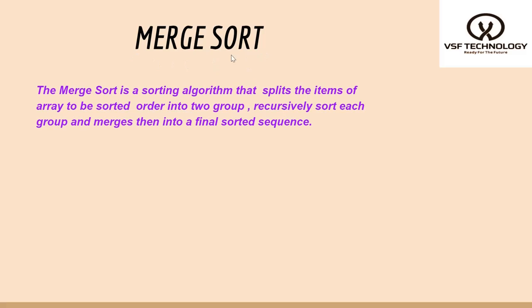Now see merge sort. Merge sort is a sorting algorithm that splits the items of the array to be sorted into two groups, recursively sorts each group, and merges them into a final sorted sequence.